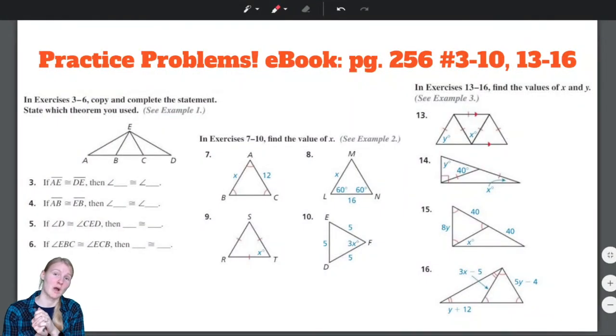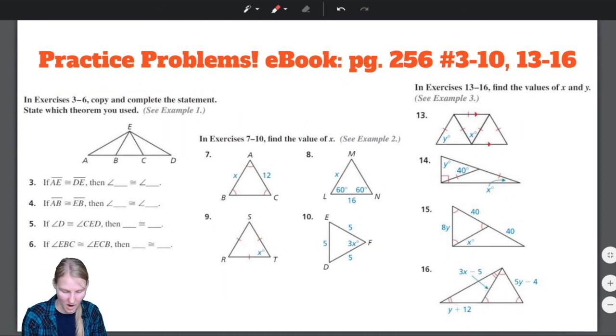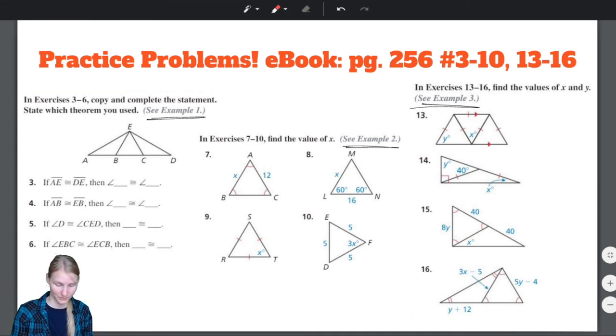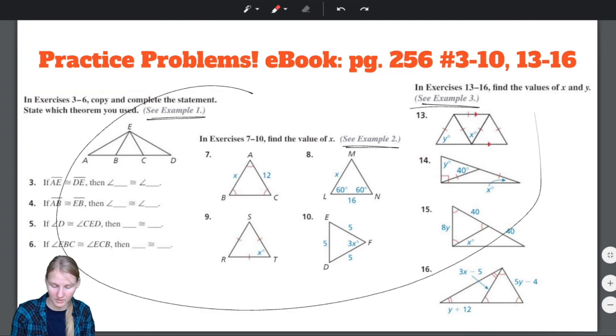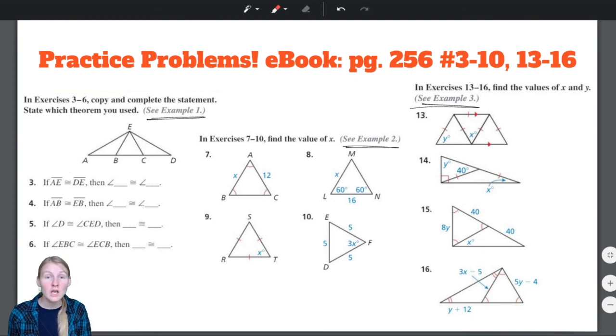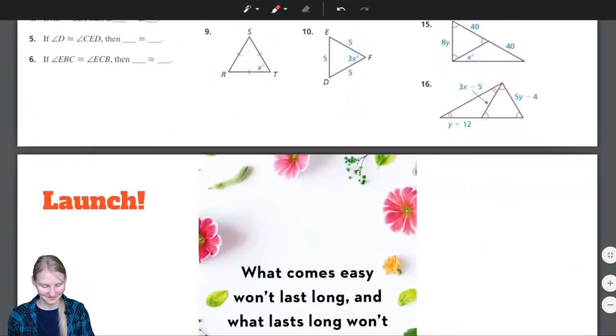And practice problems. So, these problems on the screen are like example 1, example 2, and example 3. So, give them a try, but remember to still do the homework that your teacher has assigned as well. But you can do these problems to practice the skills that you have learned in this video.